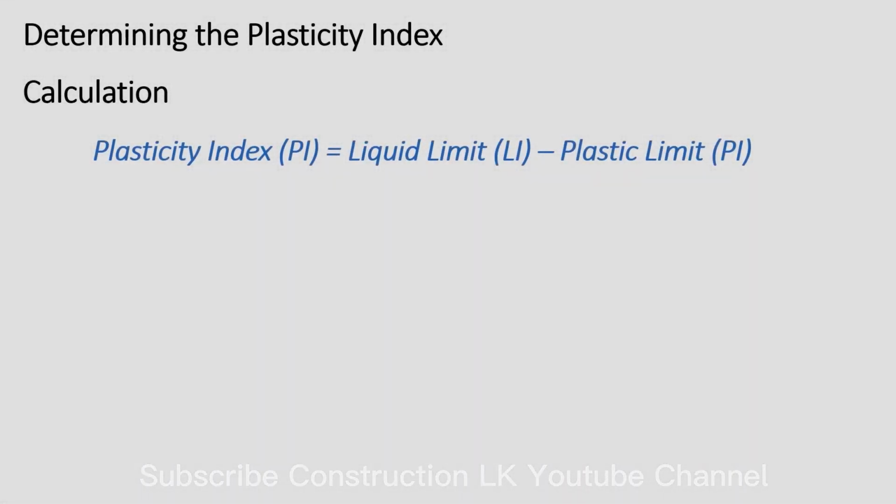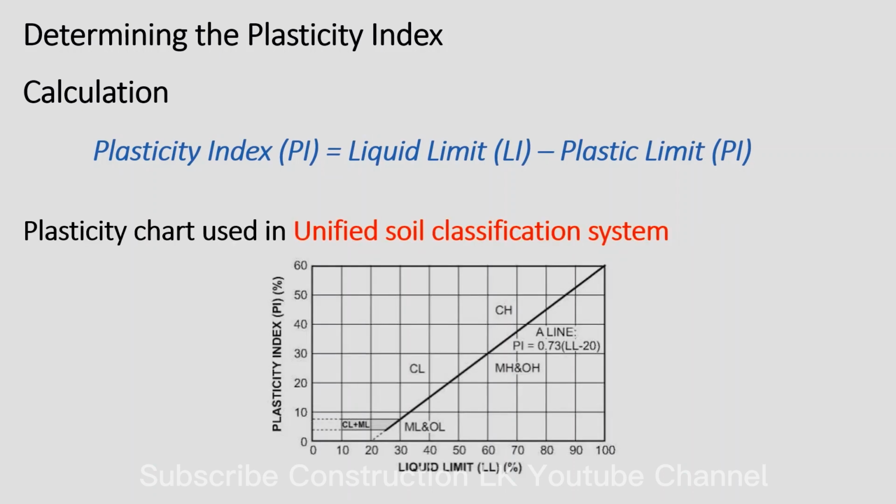Once the liquid limit and plastic limit are determined, we can calculate the plasticity index, which is simply the difference between liquid limit and plastic limit, as shown in this equation. The obtained plasticity values are essential to characterize fine-grained soil and classify them according to standard classification systems. One such common standard is the Unified Soil Classification System, which uses the plasticity chart to classify the fine-grained soil.